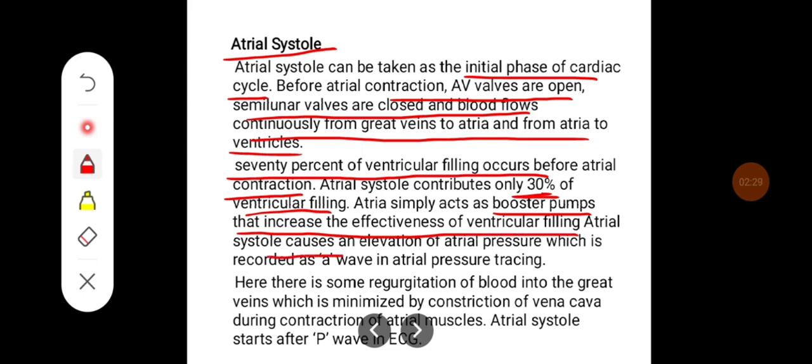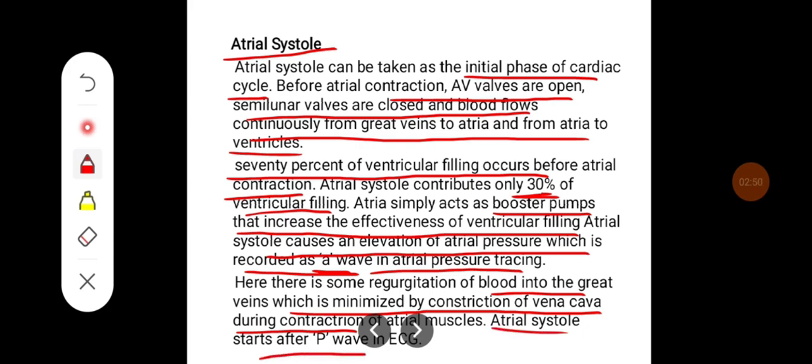Atrial systole causes an elevation of atrial pressure, which is recorded as the a wave in the atrial pressure tracing. Here, there is some regurgitation of blood into the great veins, which is minimized by constriction of the vena cava during contraction of atrial muscles. Atrial systole starts after the P wave in the ECG.